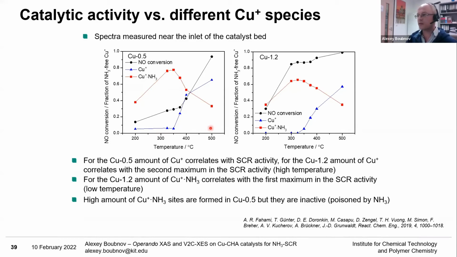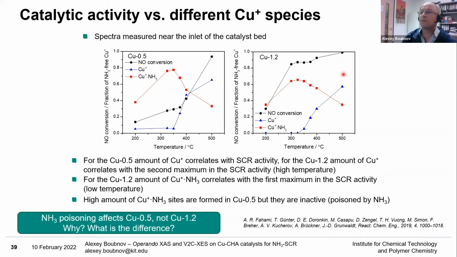What is now puzzling is that the poisoning by ammonia takes place in very similar manners on both catalysts, and the reduction of copper from 2 to 1 is also very similar in both cases, but the activity is very different. So then it must not depend only on the oxidation state or the ammonia poisoning, but more on the loading.